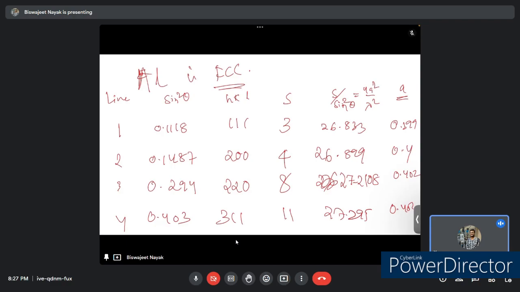And accordingly for different sin square theta we can take hkl values and calculate the a values. We can see the ratio S by sin square theta is a constant for all lines, so our assumption of FCC is correct, and we can say a is 0.4 nanometer.